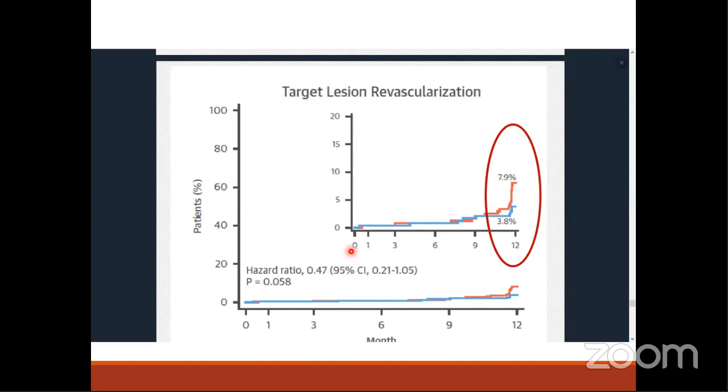You see a lesion. You perform the lesion. This is the gold standard practice. But what happened at 12 months? It looks like suddenly all the patients in the provisional stent arm decided to get chest pain at 1 day in the morning, enter the hospital, and suddenly this chest pain is double significant of the 3.8%, and suddenly all of them did a revascularization.